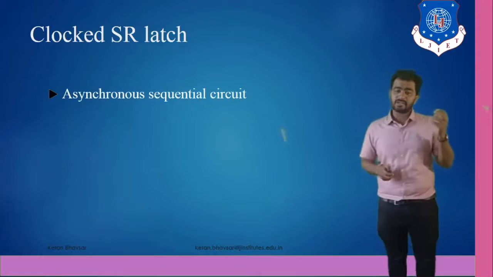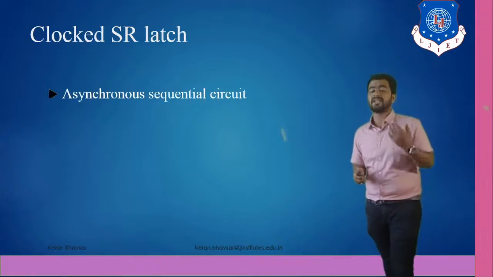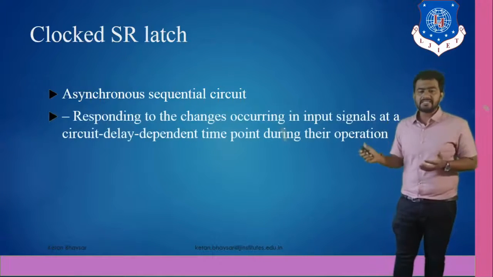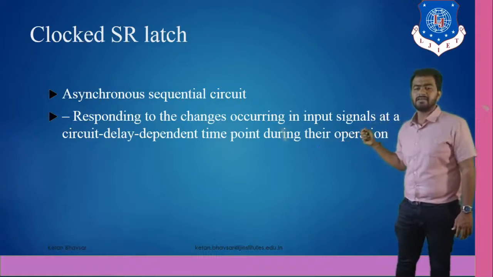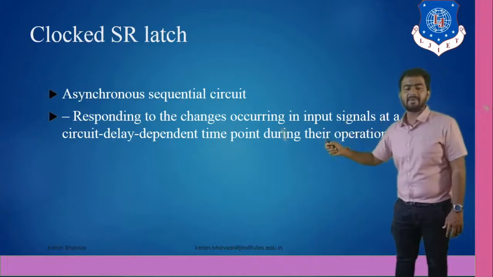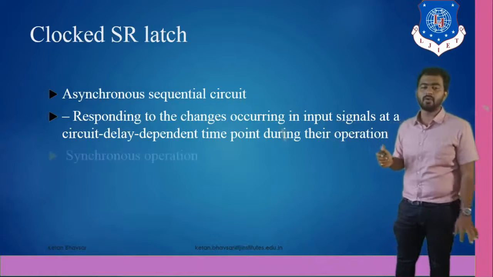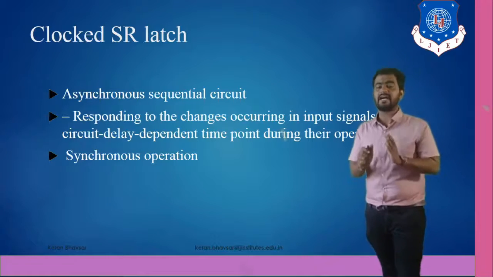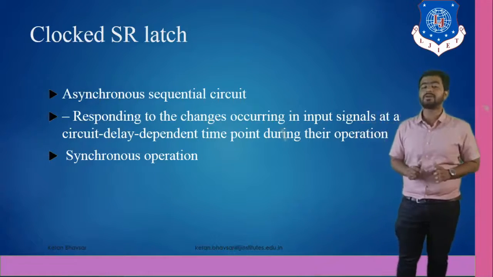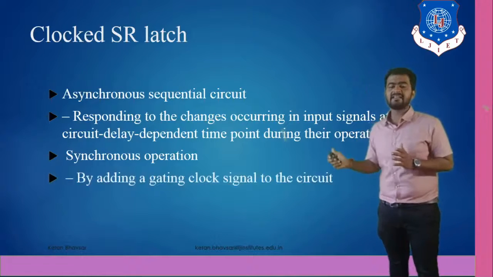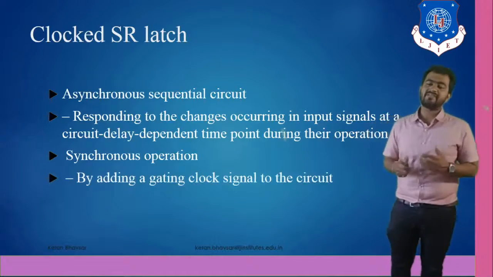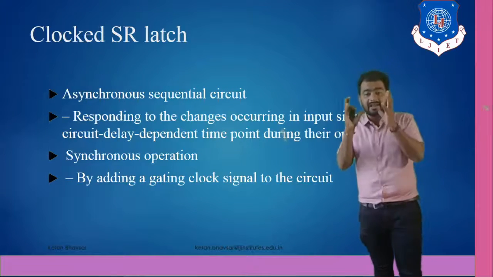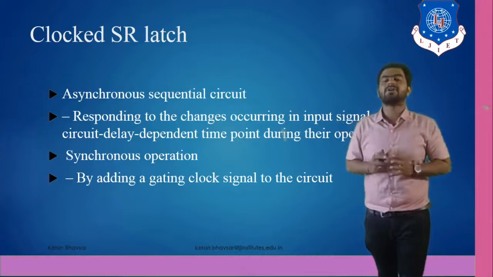When we are talking about the clock, we have two types of circuit: asynchronous sequential circuit and synchronous sequential circuit. In an asynchronous circuit, the circuit responds to changes occurring in the input signal at a circuit delay time point during operation only. That means the output changes depending on the input data at that time only. But in a synchronous circuit, we add a gating clock signal to the circuit. Whenever you add the clock, your data will be moved from left hand side to right hand side, and you can see the variation of the output.